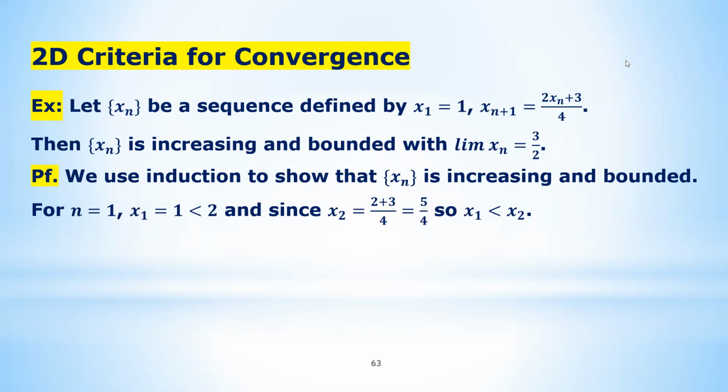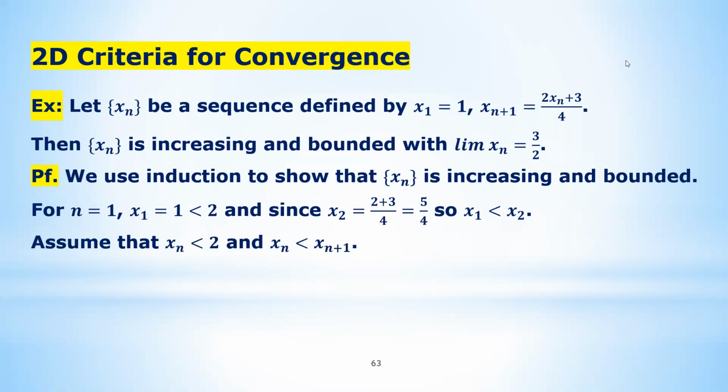So for n equals 1, first I show that x1 is less than 2, okay? And then we're going to show that x1 is less than x2. And this is easy because x2 is determined by x1. So actually x2 is equal to (2 plus 3) divided by 4, which is 5/4. So obviously this is greater than 1. So you can see that we verify that x1 is less than x2, okay? So that's the first step in the induction.